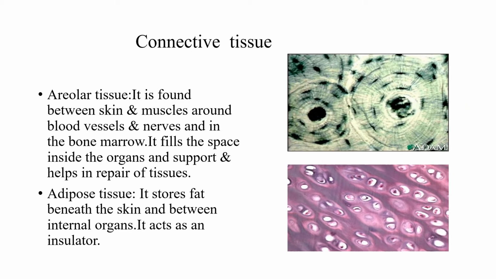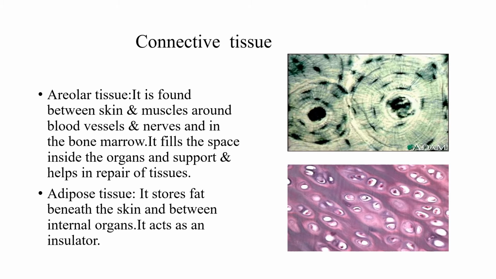Under connective tissue proper, four types. First one, areolar tissue. It is mainly found between skin and muscles, around blood vessels and nerves, and also in bone marrow. What is the use of bone marrow? From bone marrow, especially RBC, red blood cells, or we can say blood cells are produced. It fills the space inside the organs and also supports and helps in repair of tissues. Wherever the tissues are breaking or damaged, it is very helpful.